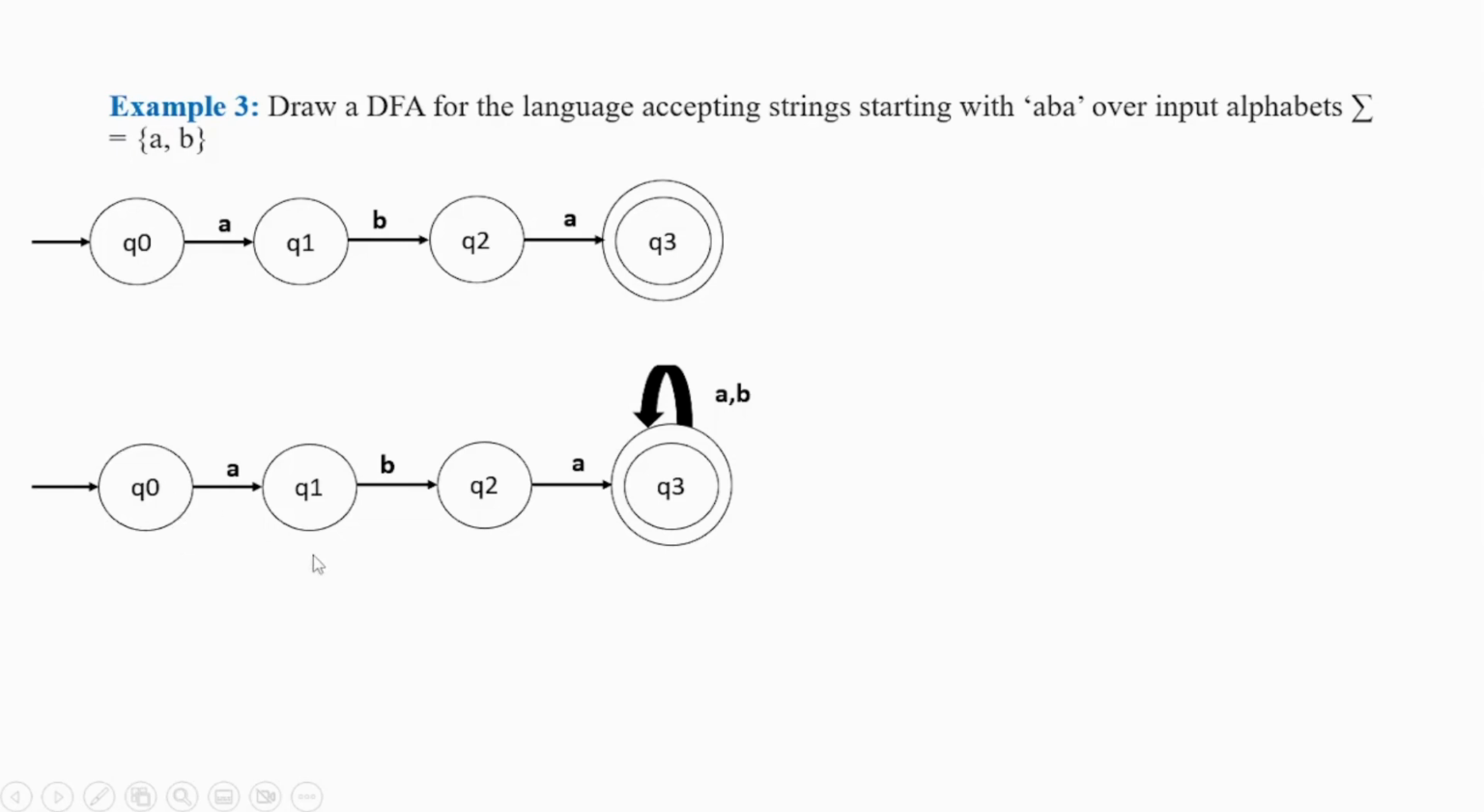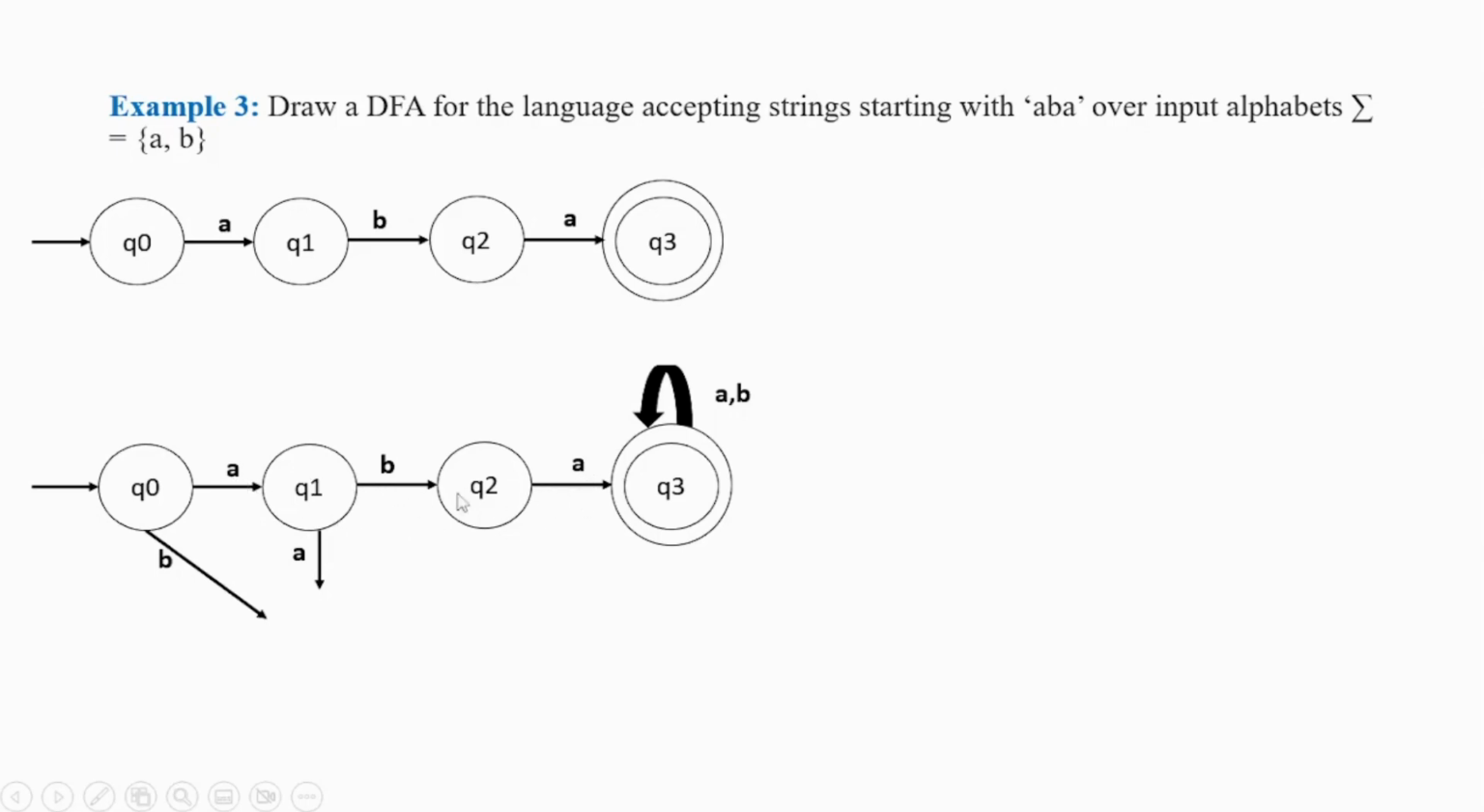So what will happen from state Q naught if it sees B? If it sees B, it will not be reaching the final state because the condition is it should start with A, B, A. So if it sees B, it should not enter into the final state. Same way, after seeing A, it has to see only B. The next alphabet should be only B. If it is A, then again A, it should not enter into the final state. Same way, after seeing A, B, it has to be A. It should not be B.